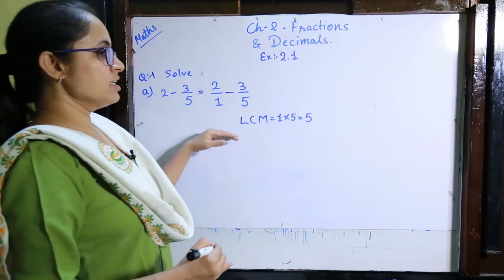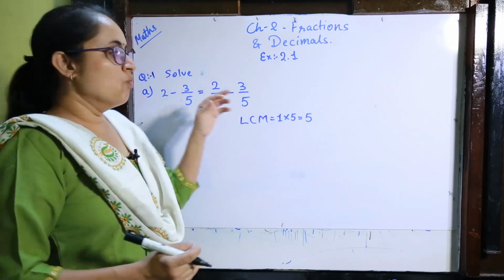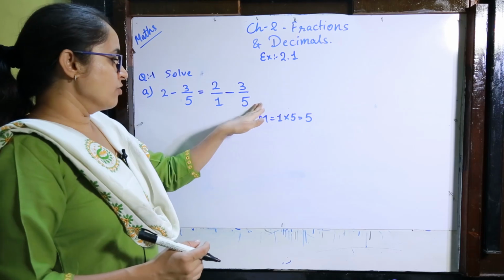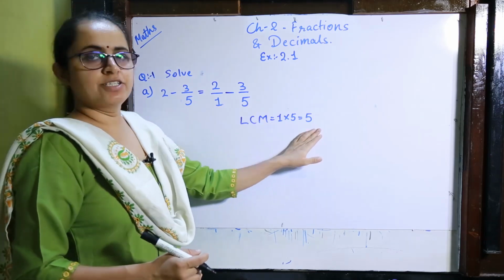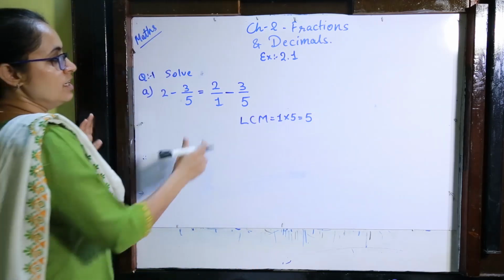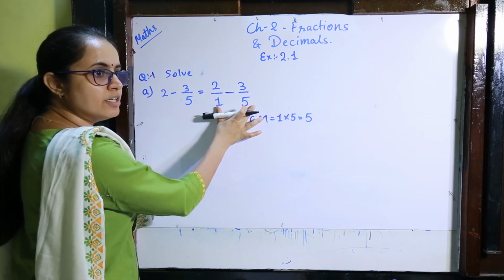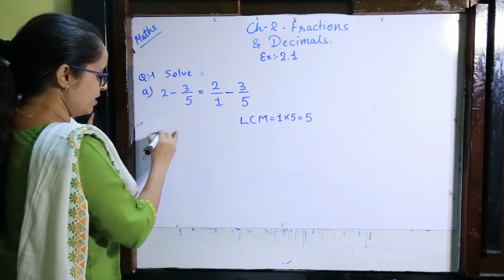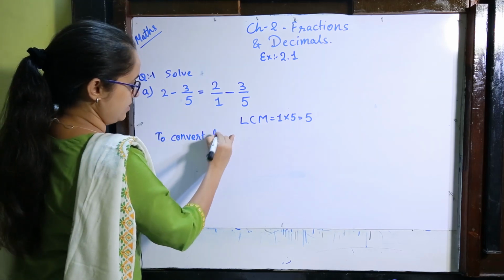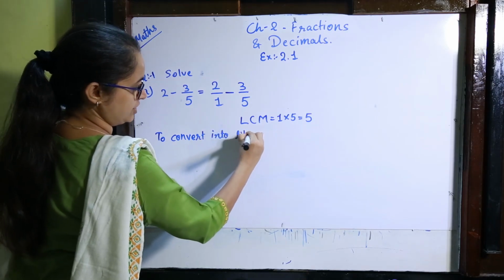Okay, if you think, teacher, how can you say LCM is 5? If you have 1 in the denominator, then the other number you have to multiply with 1 and you will get the LCM. Okay, now LCM is 5. Now you need to convert both numbers into like fractions.